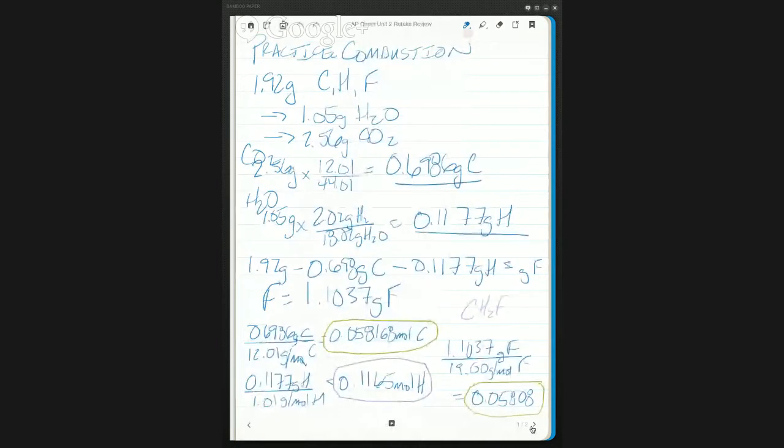Okay, so our smallest one was, I guess I have to go back because I don't remember. So our smallest one was the fluorine. So fluorine on bottom, 0.05808. Let's say we put the hydrogen on top, 0.1653.